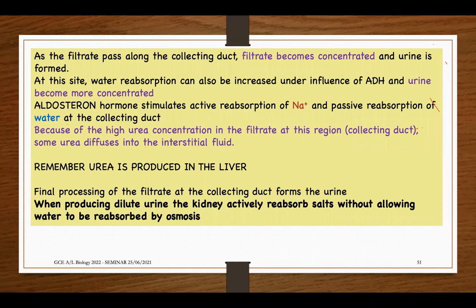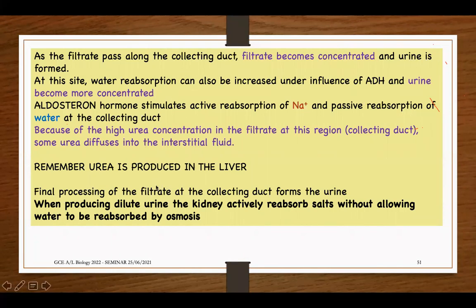Now, at this site, water reabsorption can also be increased under the influence of ADH, and urine can become more concentrated. I told you hormones will act in the distal convoluted tubule and the collecting duct. ADH, antidiuretic hormone, is found in the posterior pituitary, secreted by stimulation of the hypothalamus in the brain. You have another part called osmoregulation in the homeostasis lesson, which is coming after the nervous system. And those who have done it already might know.